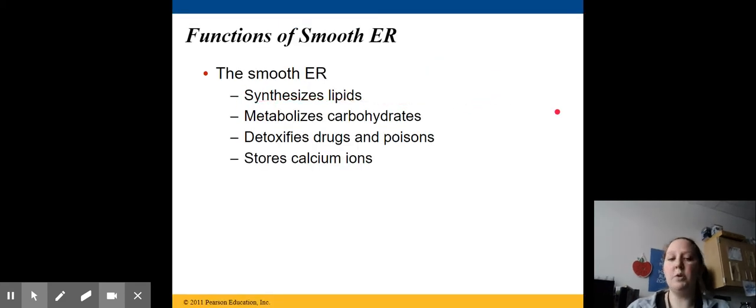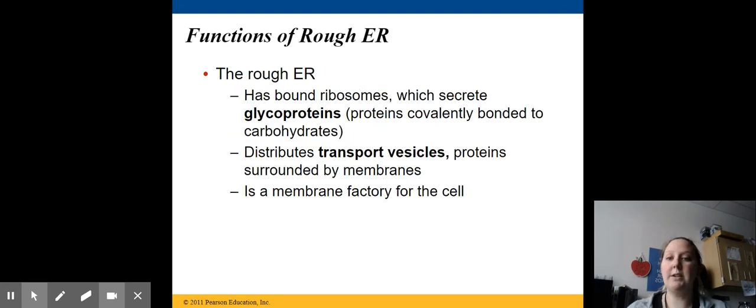The function of the smooth endoplasmic reticulum is to synthesize lipids, which is its main job, to make lipids or fats. It metabolizes carbohydrates, detoxifies drugs and poisons from the cell, and stores calcium ions. Whereas the rough endoplasmic reticulum is studded with those ribosomes, which means that the rough endoplasmic reticulum makes proteins.